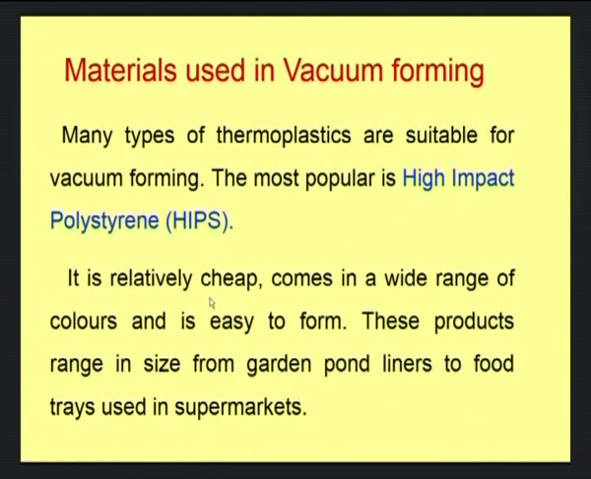The reason why we go for HIPS in the vacuum forming process is that it is relatively cheap, and it is very well adaptable to color additives, that is, different colors could be added, and a good mixing of color additive with HIPS is possible. It can also be easily formed. If you look at the products using HIPS processed by vacuum forming, they range in size from garden pond liners to food trays used in supermarkets. So, a wide range of sizes is possible.